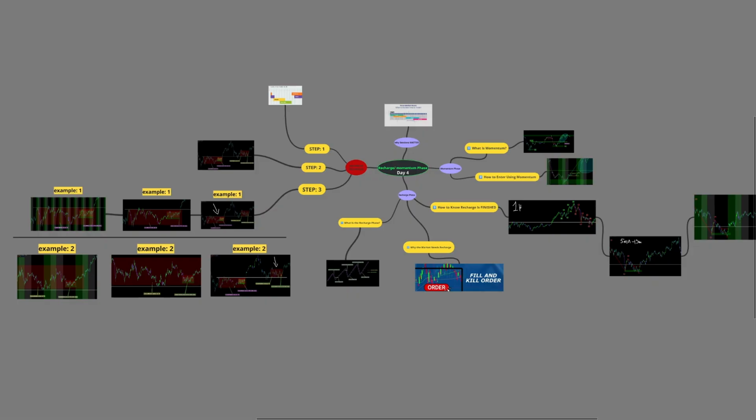So day 3 was all about traps, the phase where most beginners enter too early and lose money. So today we move into the next stage of the trend cycle, and that's recharge and momentum. This is where the real entries begin and where the market gathers energy for the big move.